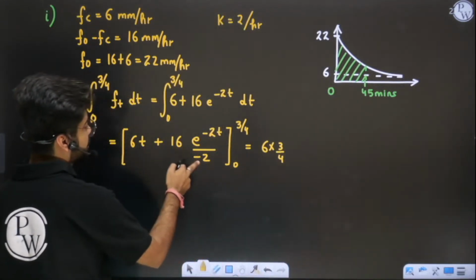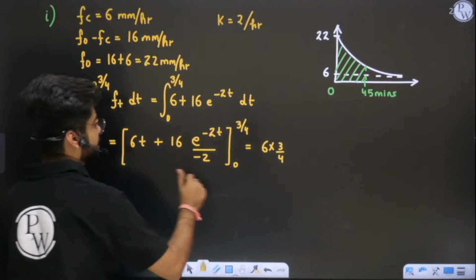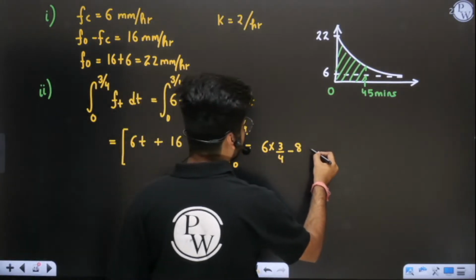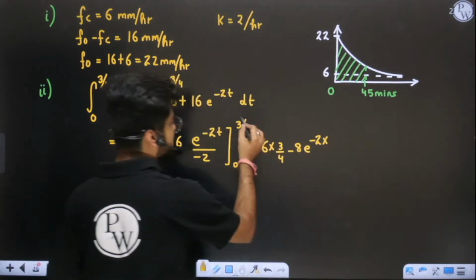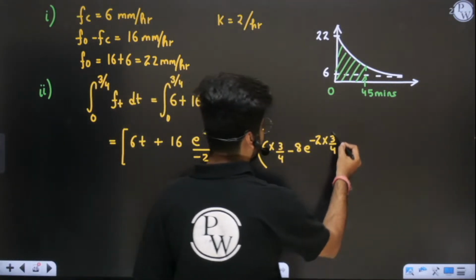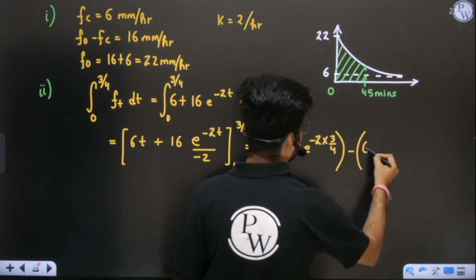Okay, this is 16 divided by minus 2, which is minus 8. So this is minus 8 e power minus 2t, and e power minus 2t is 3 by 4. Simply, we have applied the upper limit. Now similarly, put the lower limit.